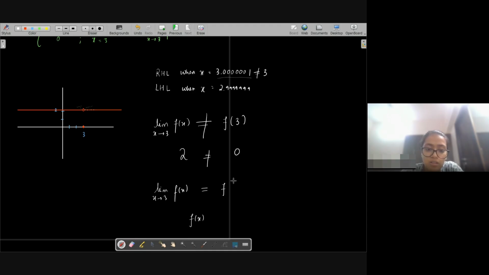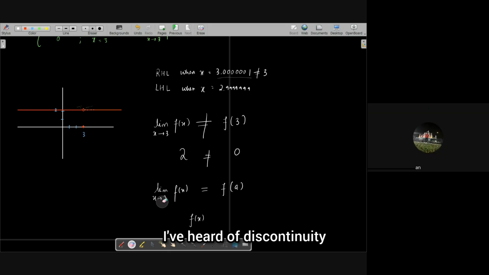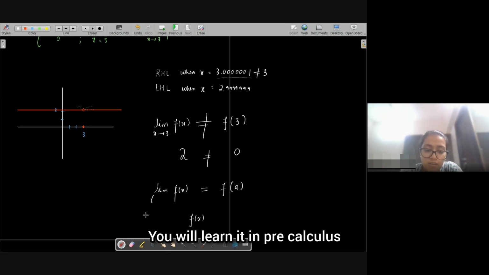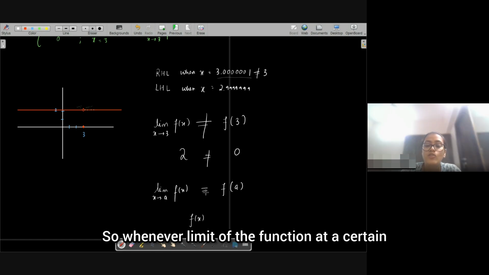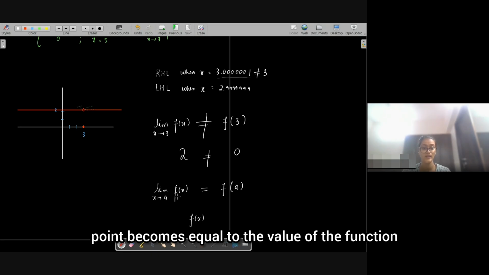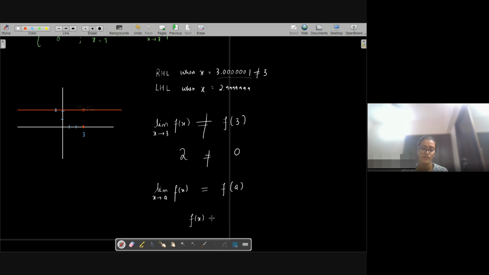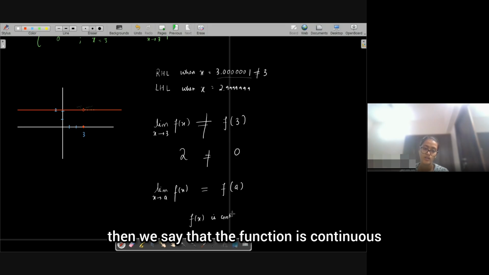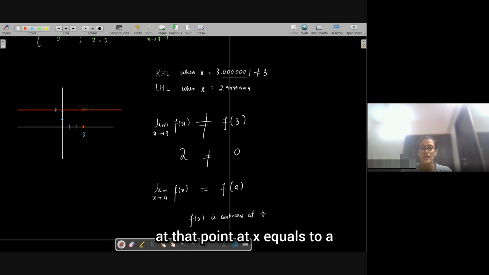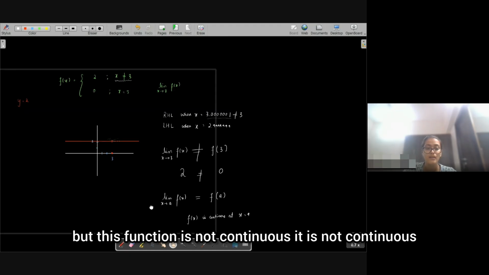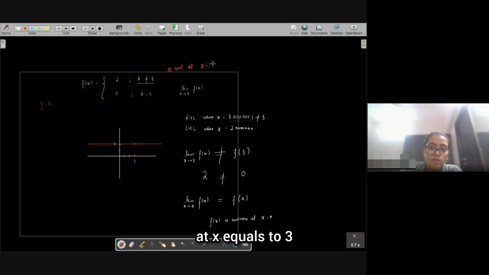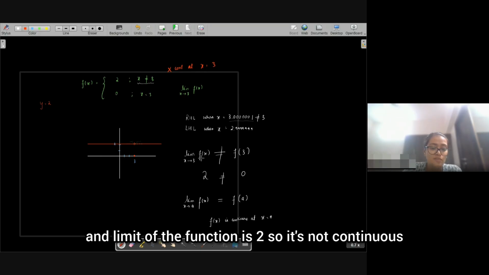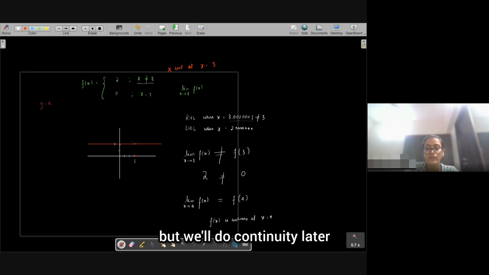Have you heard about continuity? I've heard of discontinuity. You will learn it in precalculus. Limits and continuity. After limits, you will do continuity. So whenever the limit of the function at a certain point becomes equal to the value of the function, then we say that the function is continuous at that point, at x equals a. But this function is not continuous at x equals 3 because the value of the function is 0 and the limit of the function is 2. So it's not continuous. But we'll do continuity later. So this was example 4.